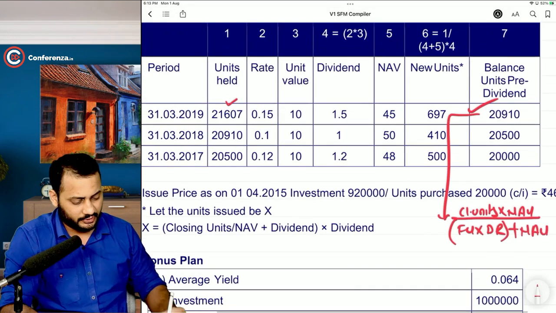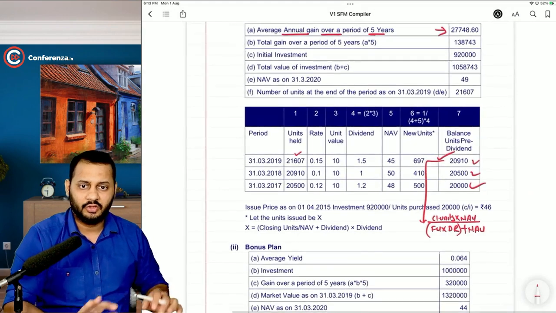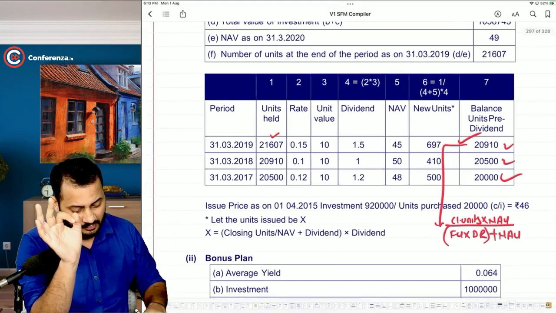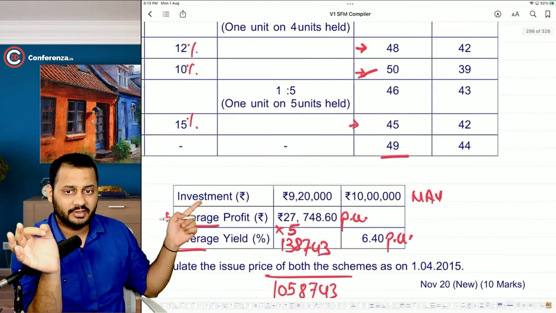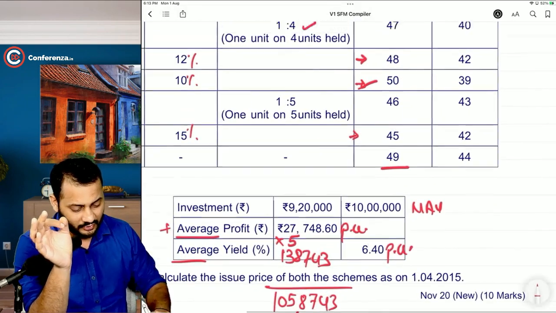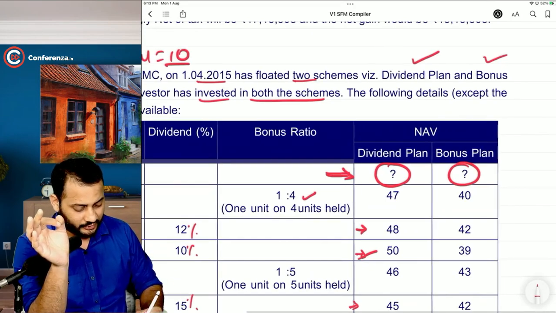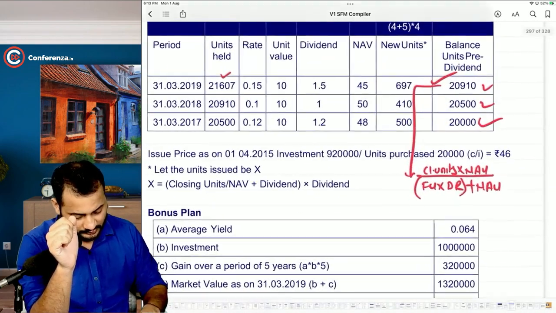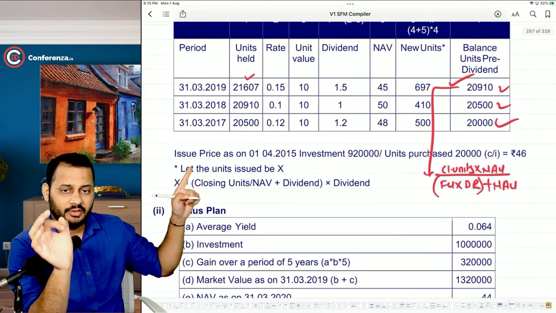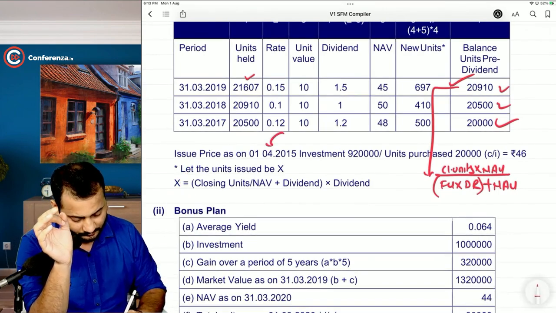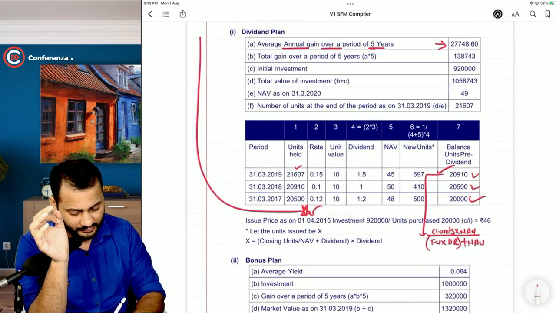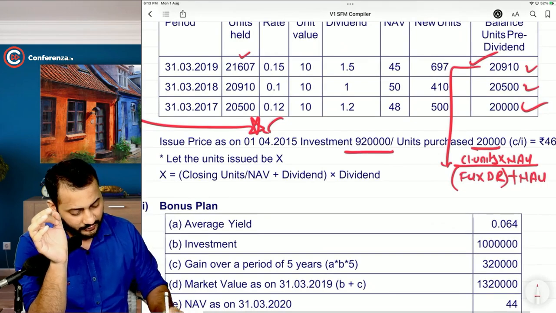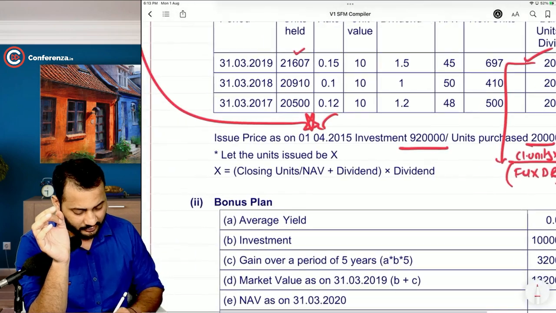You start that calculation and you will start getting these figures, 20,000. So these are the number of units that you have purchased at the beginning, 20,000. By investing how much amount? 9,20,000, right? So 9,20,000 divided by 20,000 will give you the NAV at that point at which you invested. See, so issue price as on 1st April 2015. The dot is missing here, that's why I'm putting a mark. 9,20,000 divided by 20,000, that means 46 is our NAV on that date.